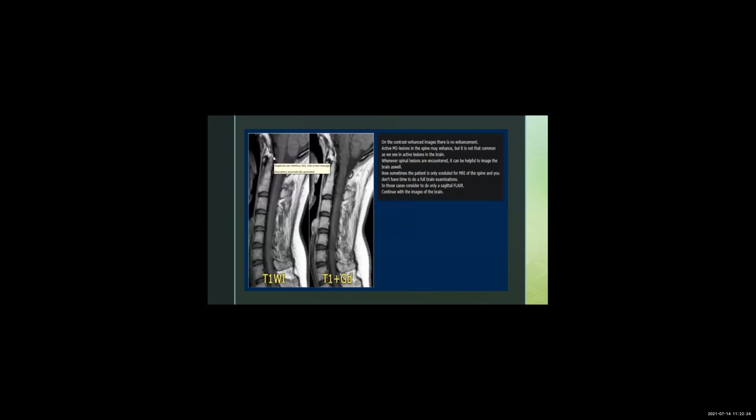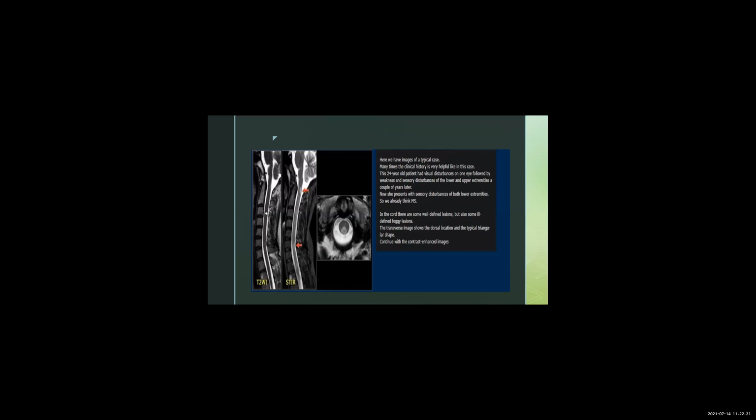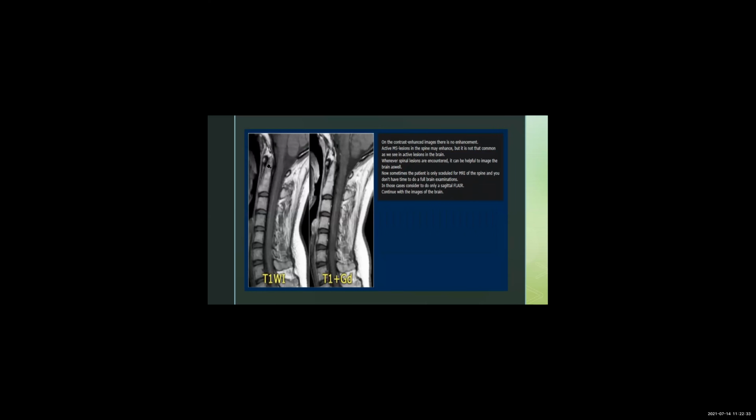Like the other image was T2, this is T1. I'm just going to go back one image. This thing was bright, now this one is not bright. So that fluid surrounding the spinal cord is not bright. That's your indicator that this is a T1 sequence.